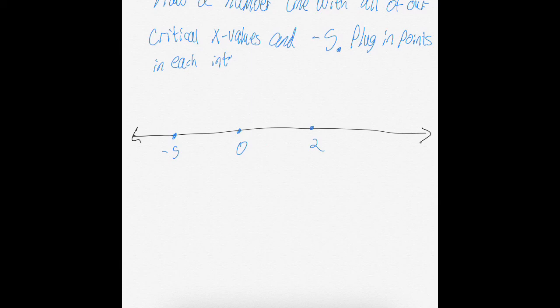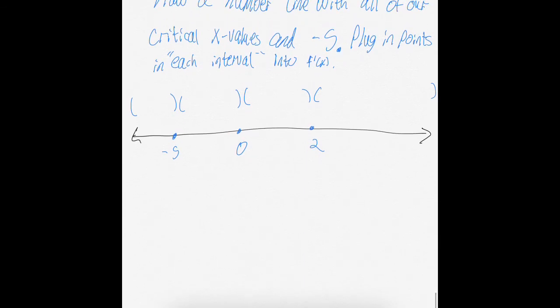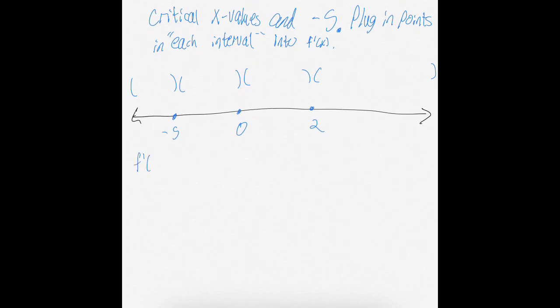Okay, so then we're going to plug in points in each interval. When I say each interval, what I mean is, for example, this interval from -infinity to -5, the interval from -5 to 0, 0 to 2, and 2 onward to infinity. So that's what I mean whenever I say in each interval. And we're going to plug those into the derivative, so f prime.